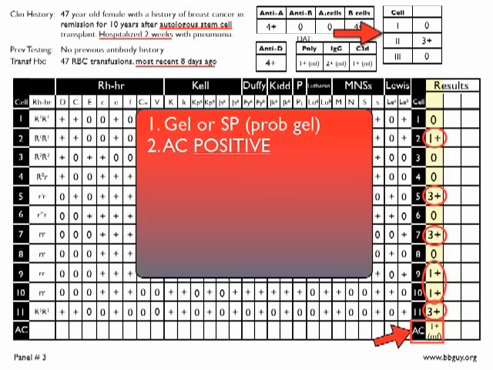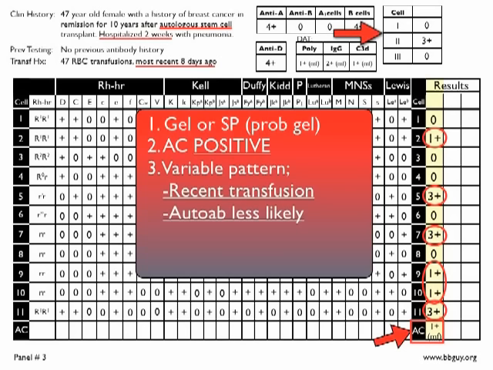Given this, we have a variable pattern with a positive autocontrol and a mixed field reaction in that autocontrol. The greatest likelihood by far in this is that of an antibody against a recently transfused antigen. So it's a recently developing antibody, basically. An autoantibody can happen and give you a positive autocontrol like this, but the mixed field makes that less likely, and the clinical history makes that somewhat less likely.